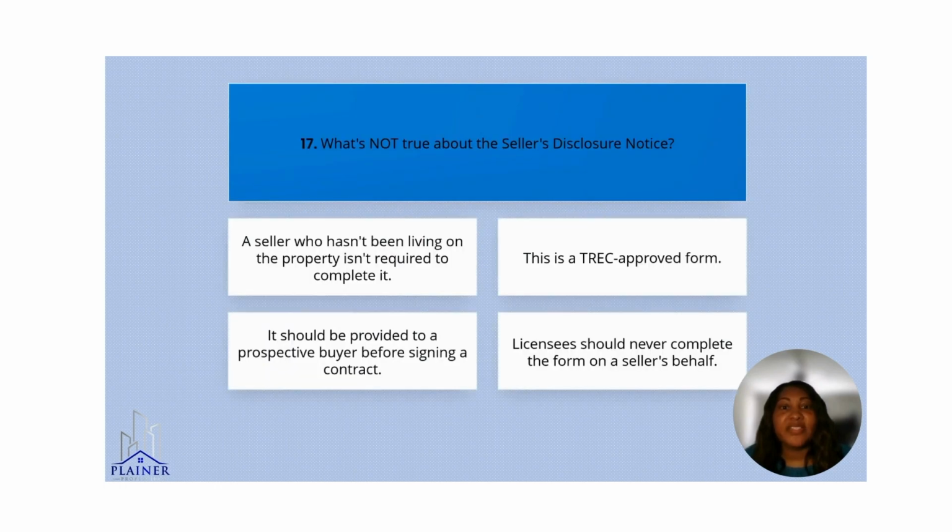What's not true about the seller's disclosure notice? A seller who hasn't been living on the property isn't required to complete it. This is a TREC approved form. It should be provided to the prospective buyer before signing a contract. Licensees should never complete the form on behalf of a seller. What is not true?